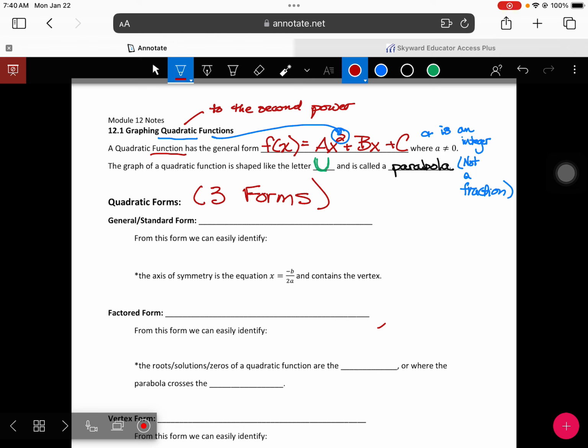Ooh, I forgot. Probably not enough time. Do you want to start it or do you want to wait till tomorrow? You want to start it?